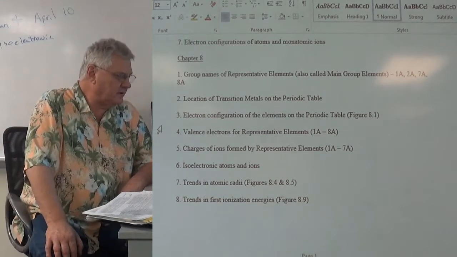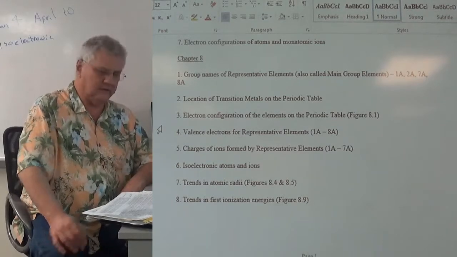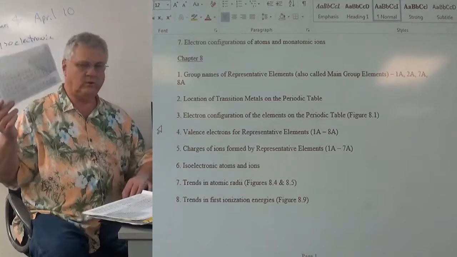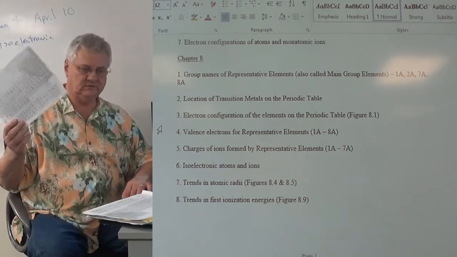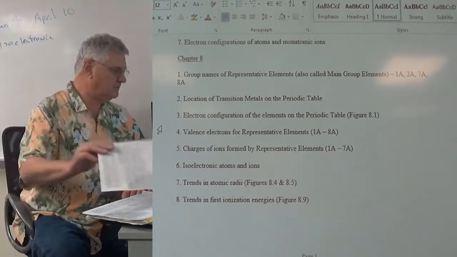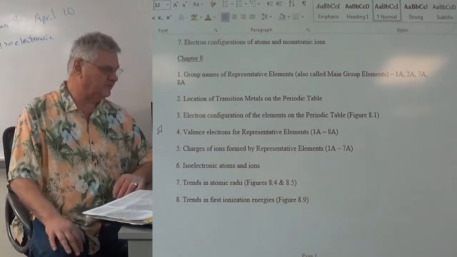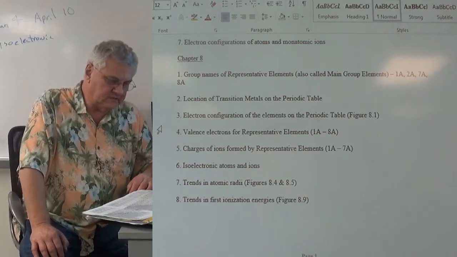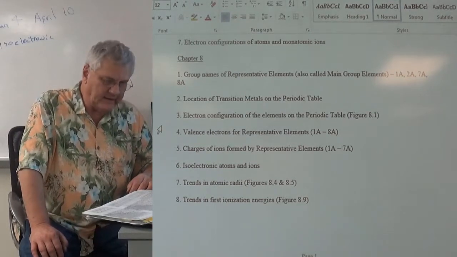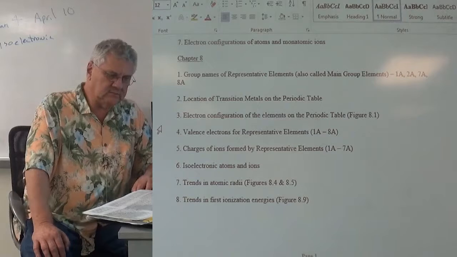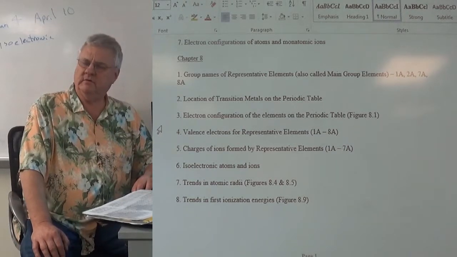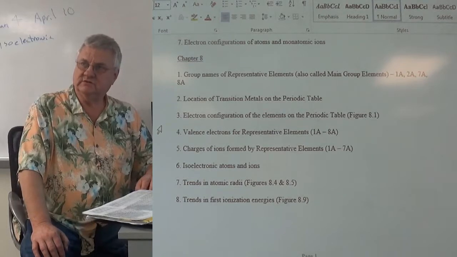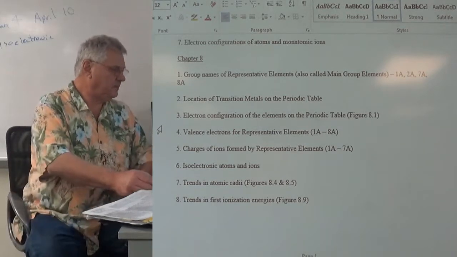Electron configuration of elements on the periodic table, and I'm giving you this handout. It says figure 8.1, but this is what you need to be able to work with. Also, the valence electrons for the representative elements is the same as the group number. For group 1A, there's 1 valence electron. The number that precedes the letter A tells you how many valence electrons those elements have, right?